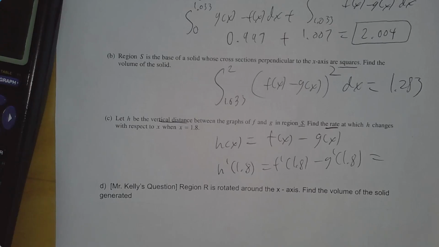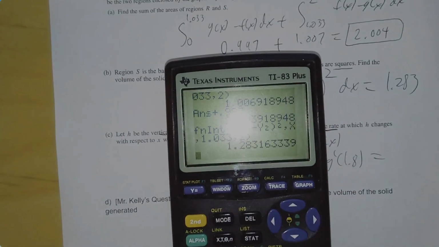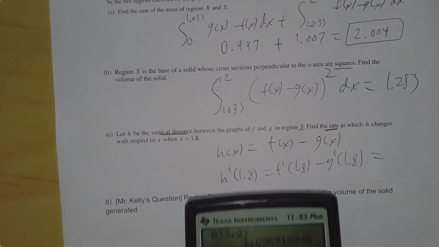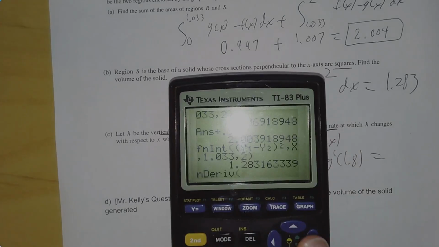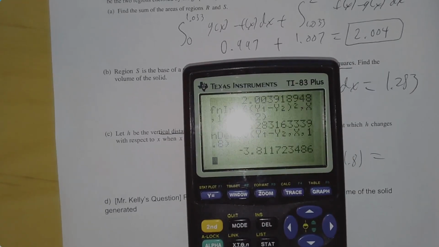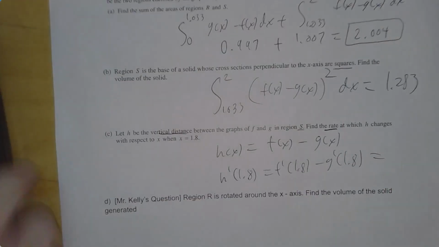Okay, so let's do it. We're gonna go math 8, and then the function, I can just do y1 minus y2 is my function. Do y1 minus function y2 comma x comma, and the value is 1.8. Done. Negative 3.812.